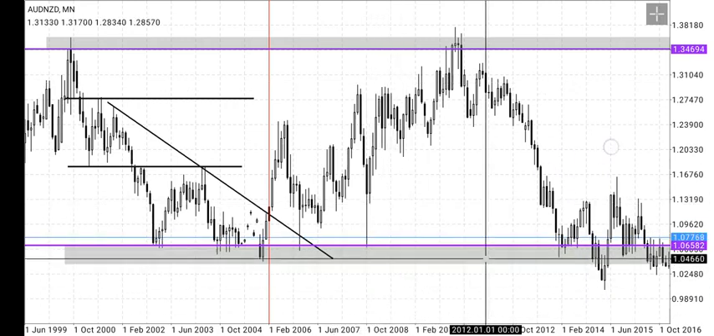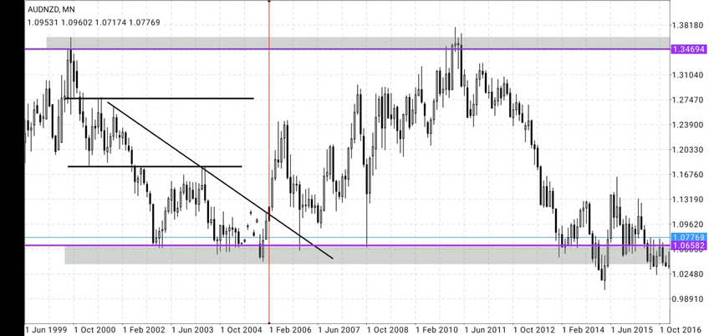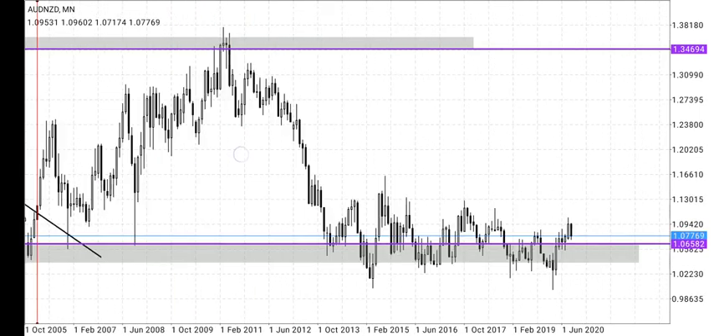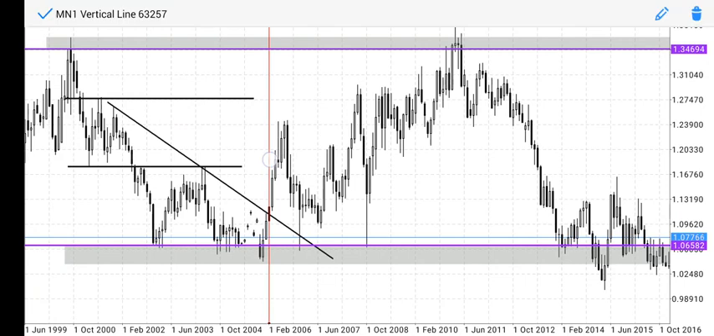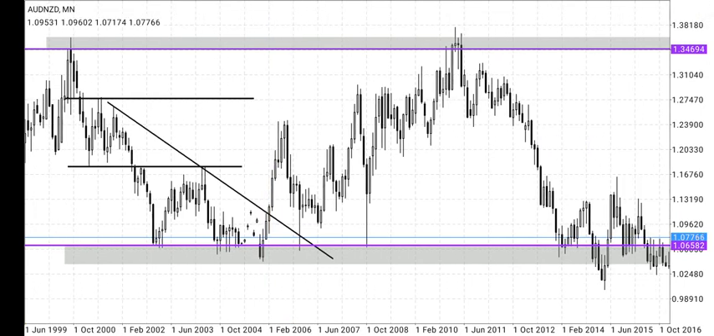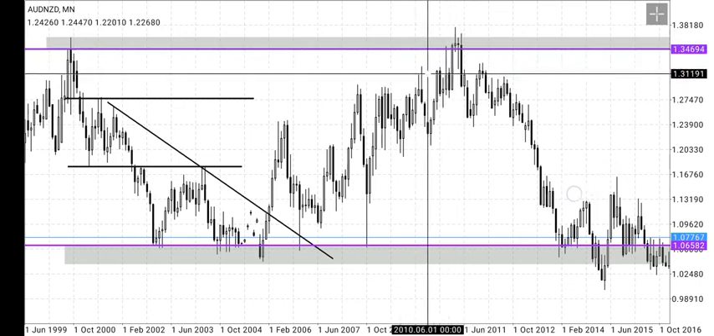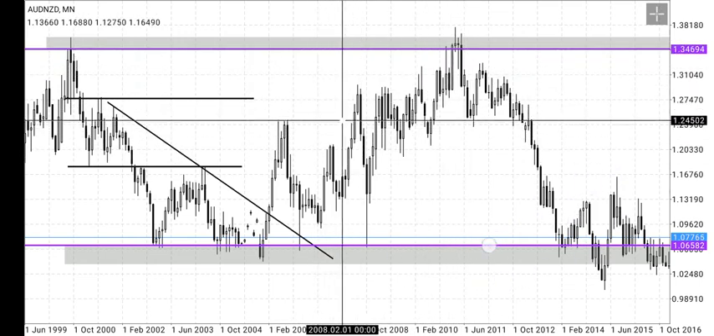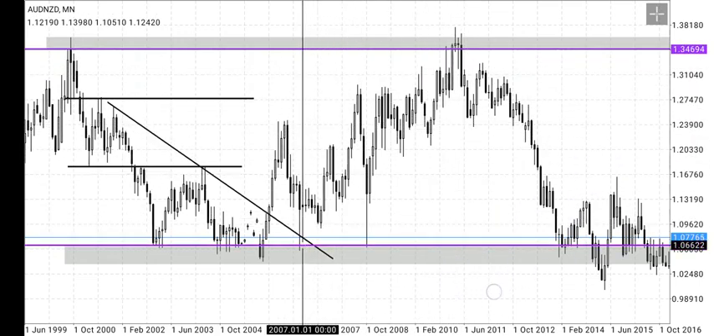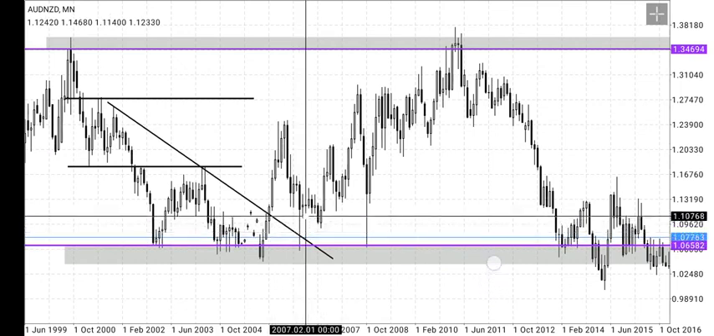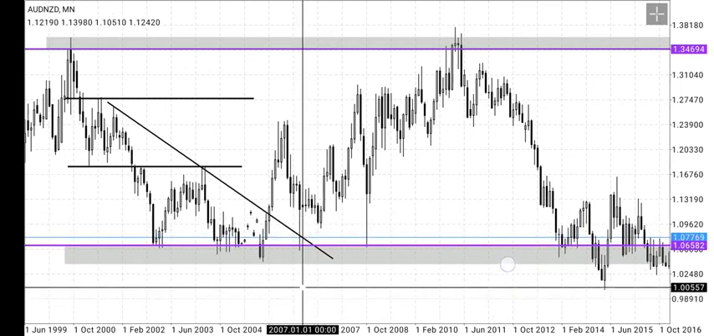Okay, so let's see what happens again. So let me delete this vertical line. Okay, so what next am I going to do analyzing this pair? We can see we had a move up to the resistance here, but let's say it's yet to happen, and my price just retested here. You've entered the trade. So what's next?